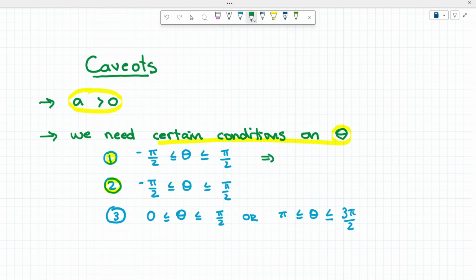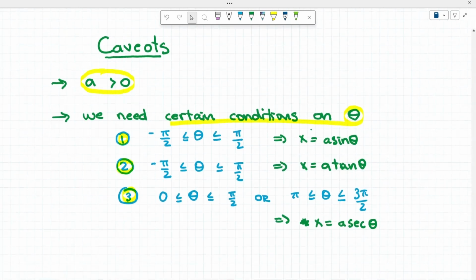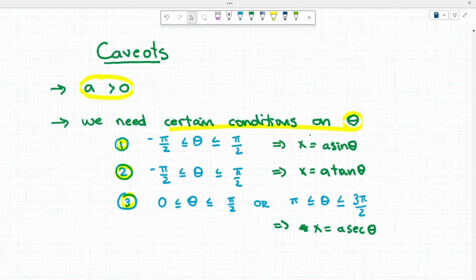I'll write that out for us. The first one corresponds to x equals a sine theta. Our second one corresponds to x equals a tan theta. And then for our last caveat, we have two different options for a domain, and this corresponds to our last substitution, x equals a secant theta. These are good caveats to keep in mind while you're doing your trig substitution to ensure that you have a result that makes sense.